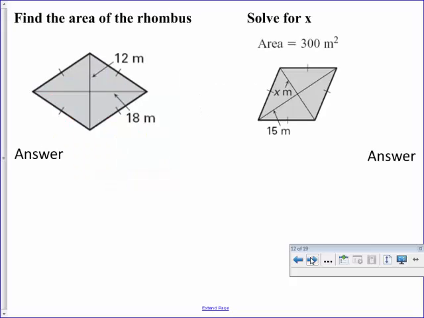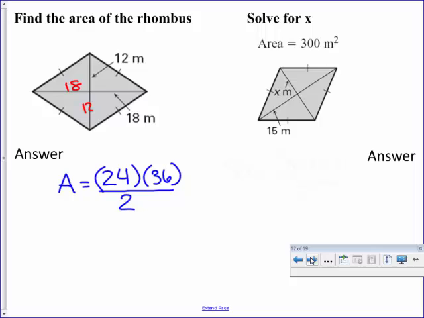Let's try 2 more. Okay, go ahead, pause, try to figure this out on your own. I'm going to go ahead and show you guys the formulas and what numbers to plug in. So in this one, it's the same thing. You have to add 12 and 12 and 18 and 18 to get 36 and 24 and divide by 2. So your answer for this rhombus is 432 meters.